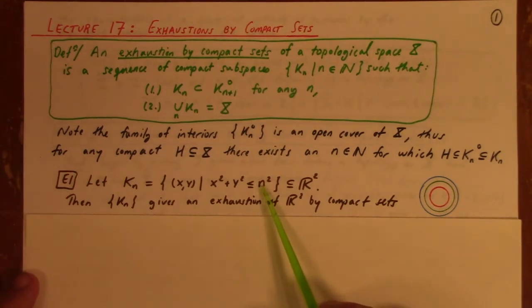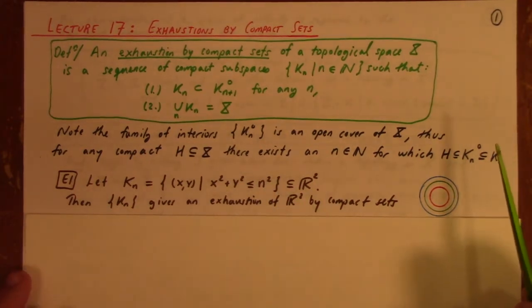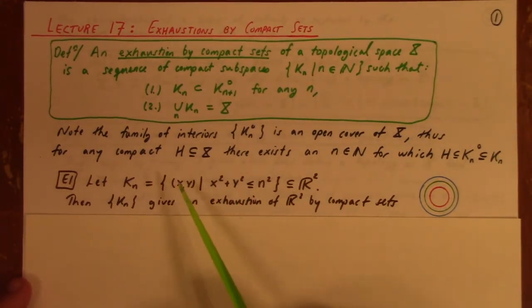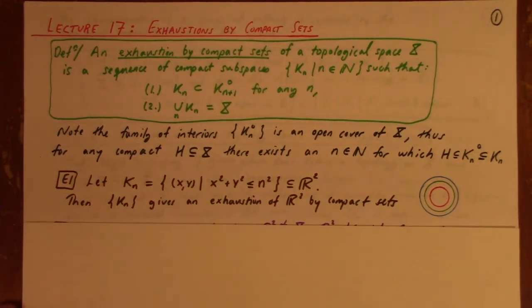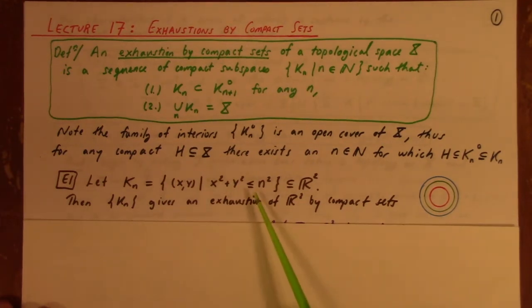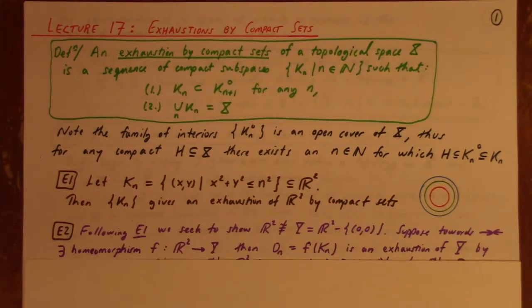So you've got these concentric disks centered about the origin of radius n, and of course, if you take the union over all n, you just keep going out and out and out, and you get the whole plane, right? And why are they compact? Well, they're closed and bounded, right? So a closed bounded subset of Euclidean space is compact. That's something we know, right? Okay.